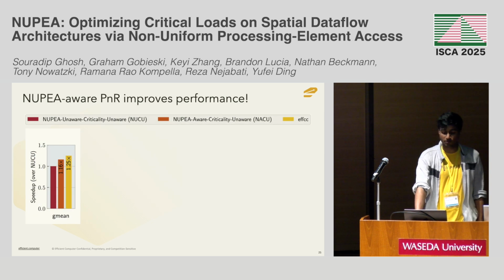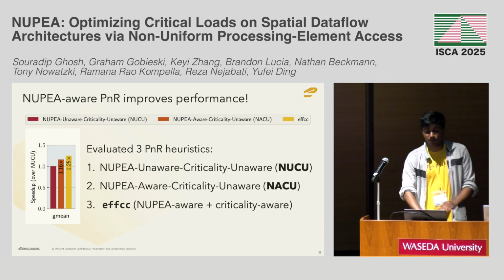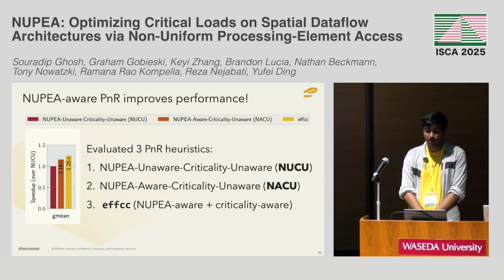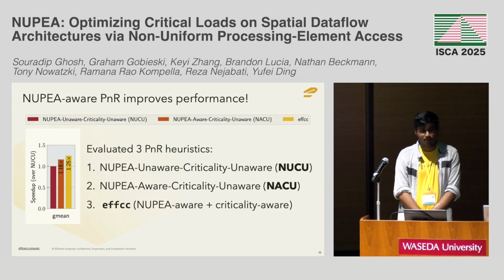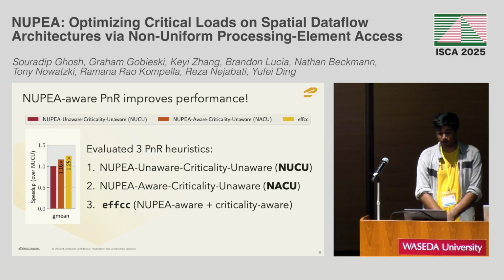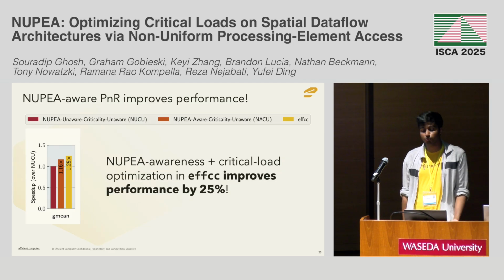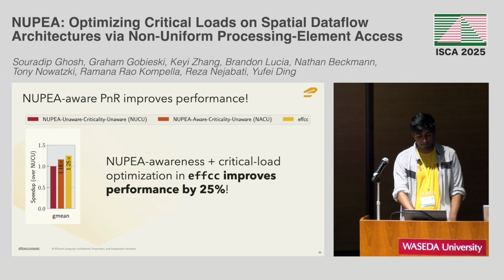Our other main result is that FCC's NUPEA-aware PNR improves performance. And so we evaluated 3 heuristics to vary whether the compiler is aware of NUPEA and aware of criticality or critical loads. And so on the left, we plotted speedup over the NUPEA unaware, criticality unaware, or NUCU heuristic. And so here, taller bars are better. And these are the geomeans for all our workloads. And overall, FCC improves performance by 25% over the completely unaware heuristic.